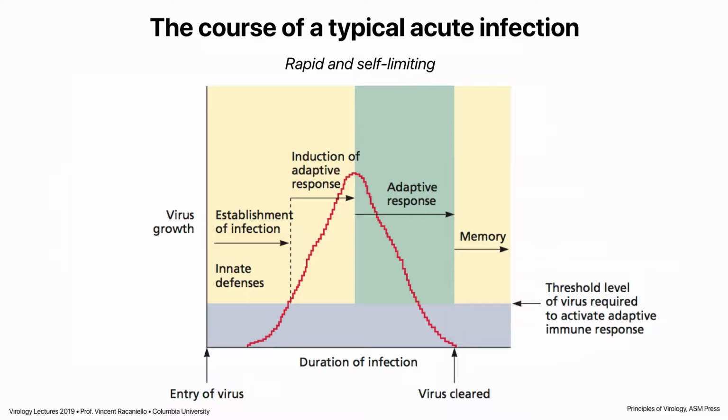Virus reproduction peaks, and then the adaptive response will help to clear the infection, whether by antibodies or cellular responses or both. And eventually the virus is cleared, the host recovers, the acute infection is over, and you have immune memory. Typical acute infection.